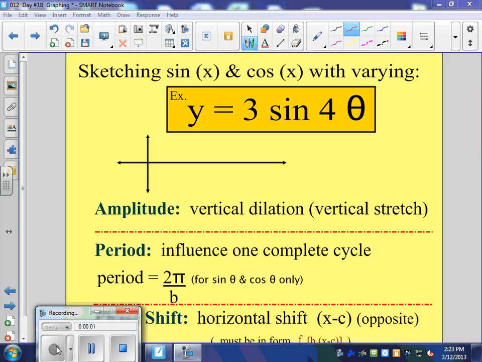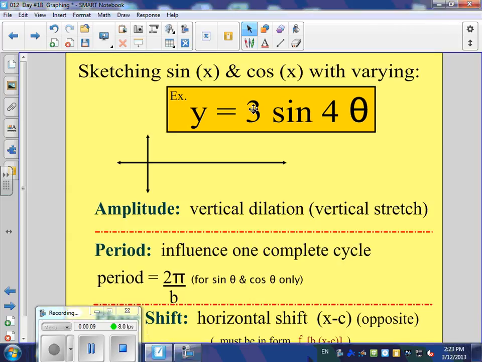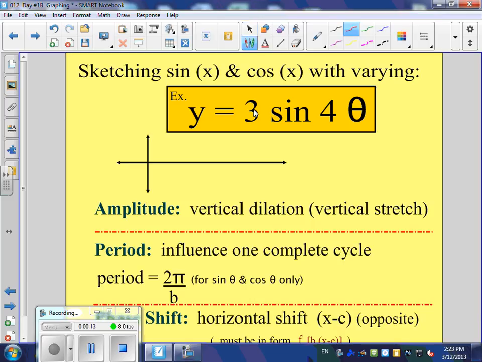We're going to graph some sine curves that have a little twist to them. We're going to do some transformations. 3 sine 4 theta. The idea here is that you're going to try to see what the 3 and the 4 do. So would you all on your iPads go A, B, C, and D, like that?